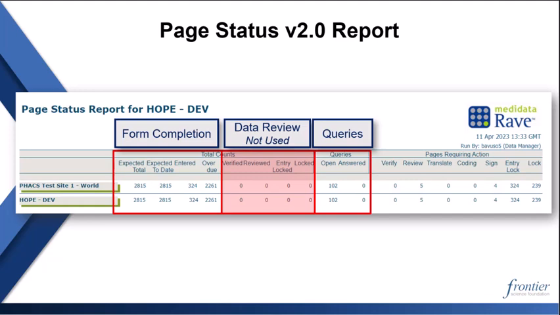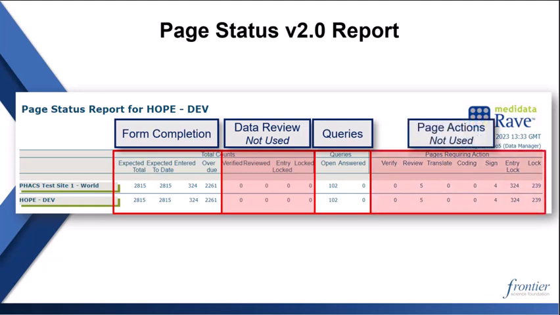Finally, we see a section in the table for pages requiring action. Again, these columns may be disregarded by site users. The verify, translate, sign, entry lock, and lock columns will not be used at all by FACS. Data managers and medical coders may use the review and coding columns in the process of data review.